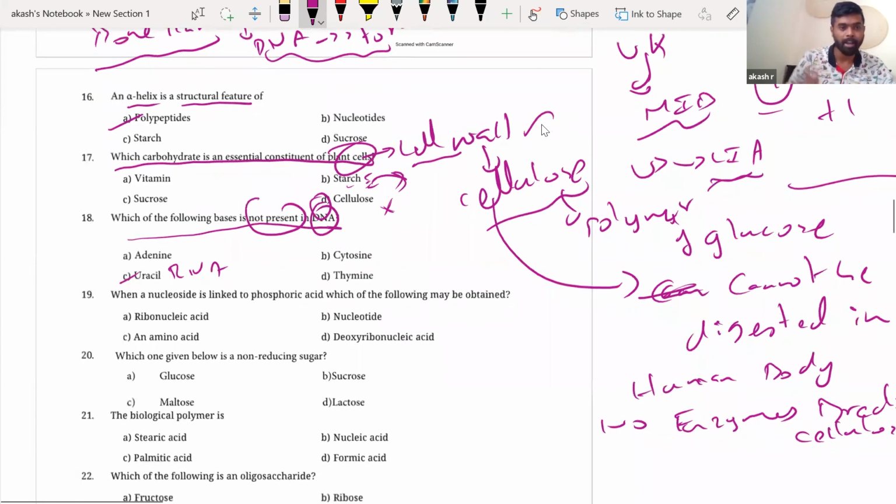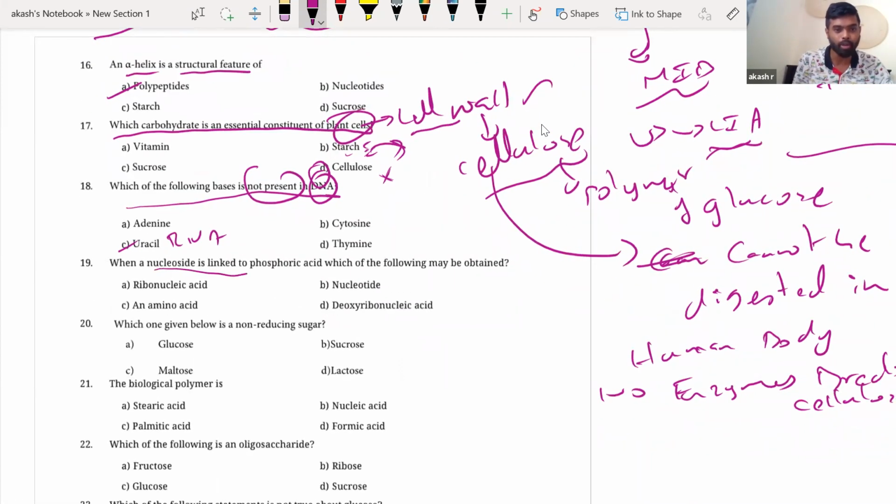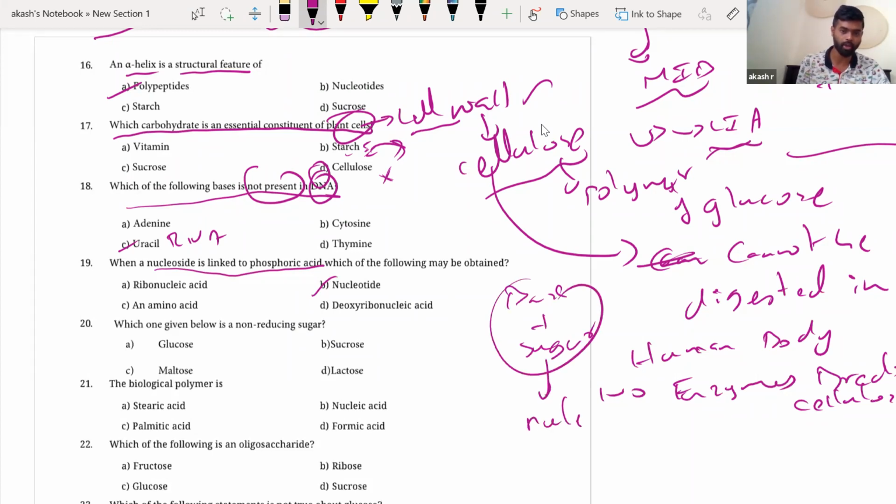Okay, good. Next, when a nucleoside is linked to phosphoric acid, what do you get? Quick, what is the answer? Nucleotide, right? When you have the base plus the sugar, this is my nucleoside. Now, to this, if I add phosphate, then it becomes a nucleotide. So the correct answer is nucleotide.